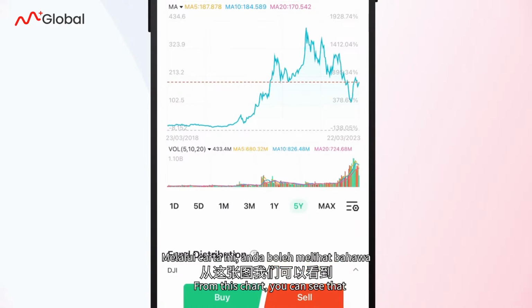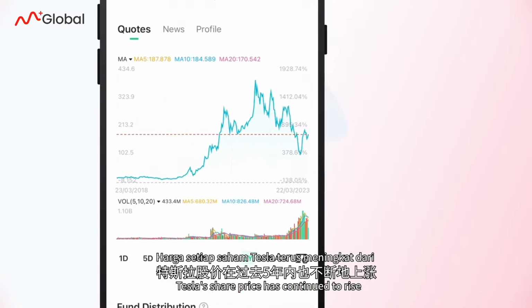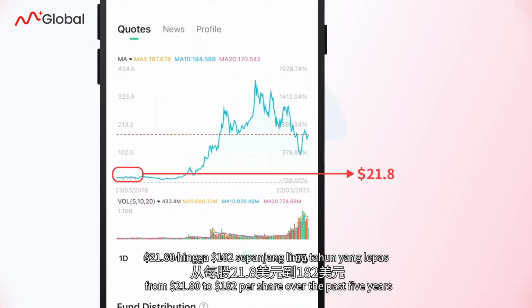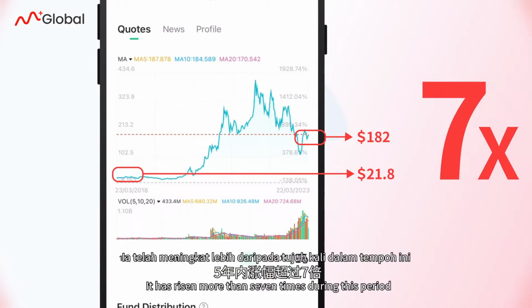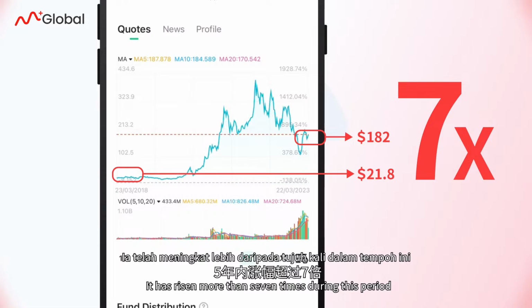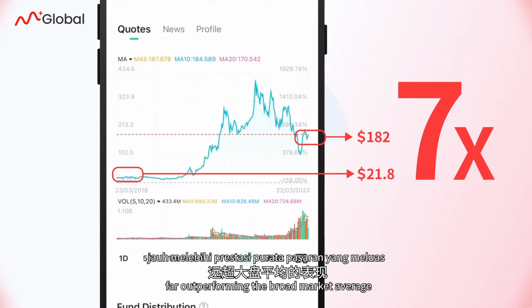From this chart, you can see that Tesla's share price has continued to rise from $21.80 to $182 per share over the past 5 years. It has risen more than 7 times during this period, far outperforming the broad market average.